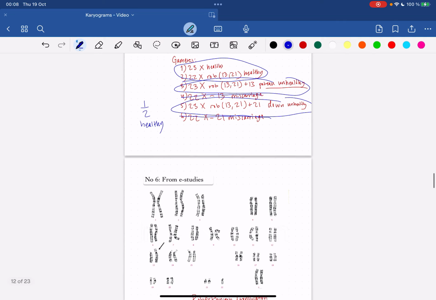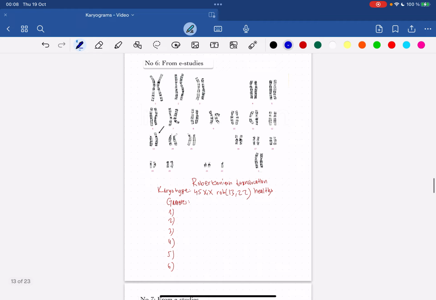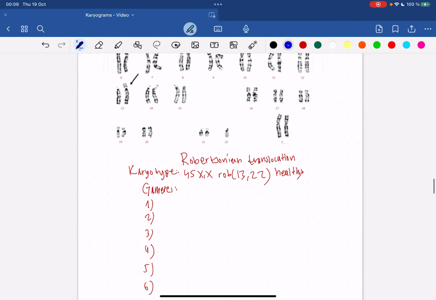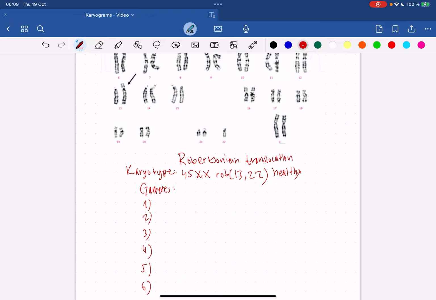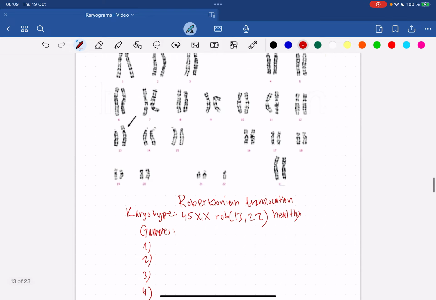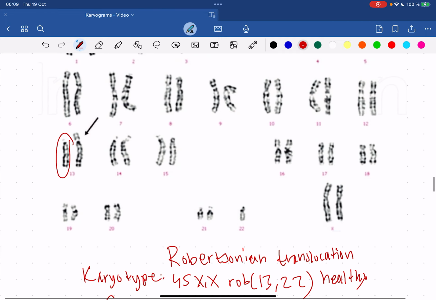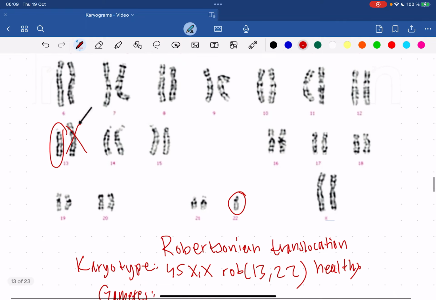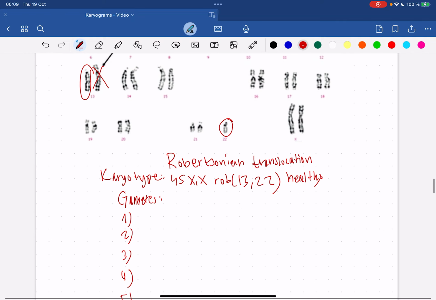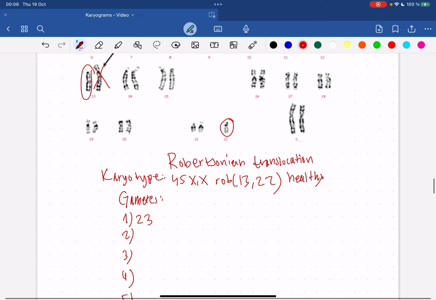Right? Okay, next up right here. This one is what we just went with. Sorry, the first one will be the normal type, so we take only this one and this one, which are the normals. We ignore completely the Robertsonian one. So in that case, it would be 23X, and that would be, of course, healthy.